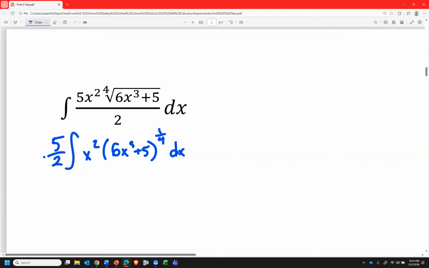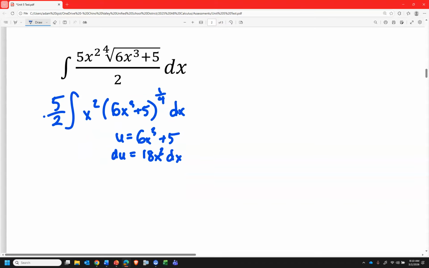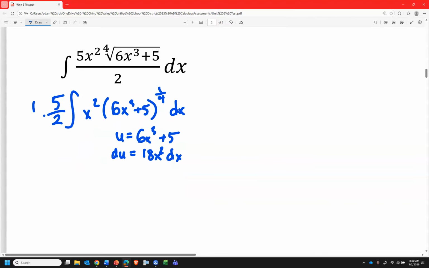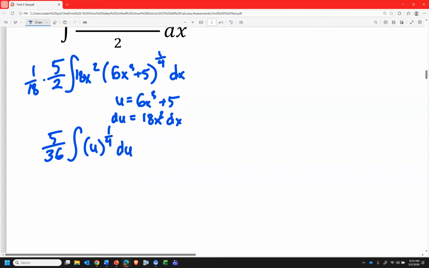Okay. So u is 6x cubed plus 5. du is 18x squared dx. No, that's exactly right. I don't know why I couldn't handle that. Weird. Okay, so that's going to be 5 over 36. Oh, that's why. I knew there was something weird in my brain, but that's because of the antiderivative stuff. So that's just going to be u to the 1/4 du. Do we have everything? We do.